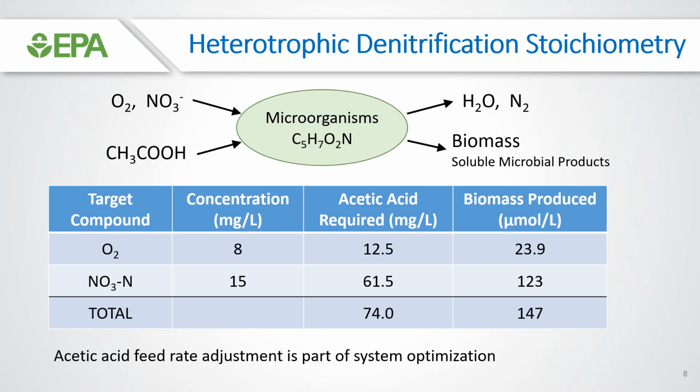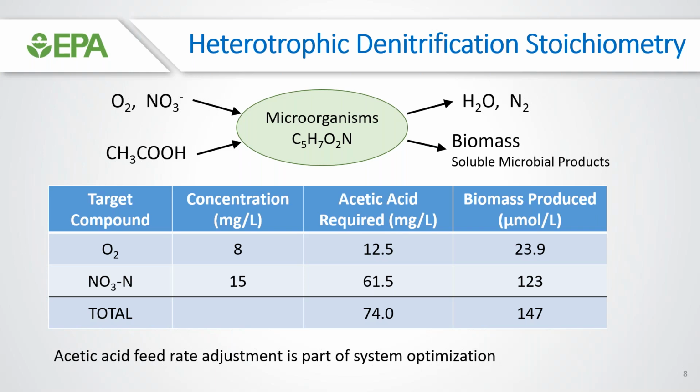This is a schematic of the oxygen and nitrate coming into our little microorganism, with the acetic acid as the donor. This bacterium, the single cell, is sort of our redox factory, and coming out the other end is water and nitrogen gas. They're also going to synthesize more biomass and some soluble microbial products, just byproducts of these reactions.